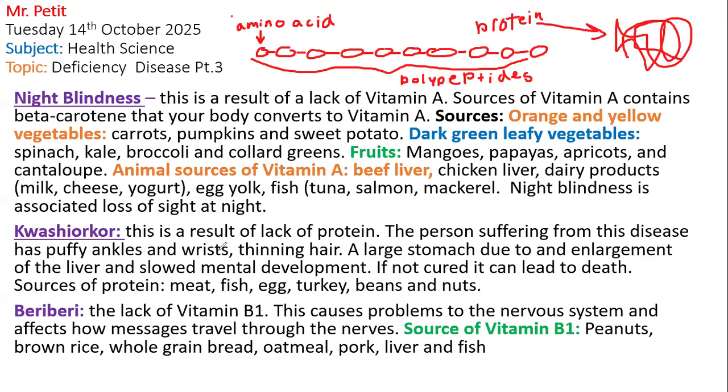Now we have beriberi, and that is the result of which vitamin that we don't have? Beriberi is a result of a lack of what? A lack of B1. Vitamin B1. Very good. Where can I find vitamin B1? Pork, peanuts, brown rice, whole-grain rice, pork, liver, fish, and whole grain bread. Very good.